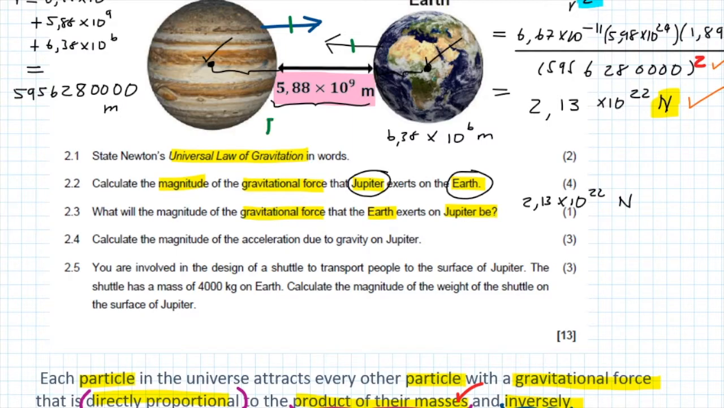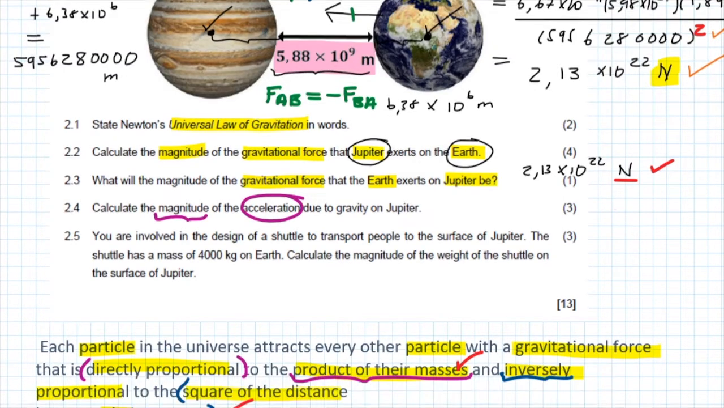Newton's third law says if object A exerts a force on object B, then object B will simultaneously exert an equal but opposite force on object A. And that is the case over here for 1 mark. Please ensure that you wrote down the correct unit. Now question 2.4 says, calculate the magnitude of the acceleration due to gravity on Jupiter.